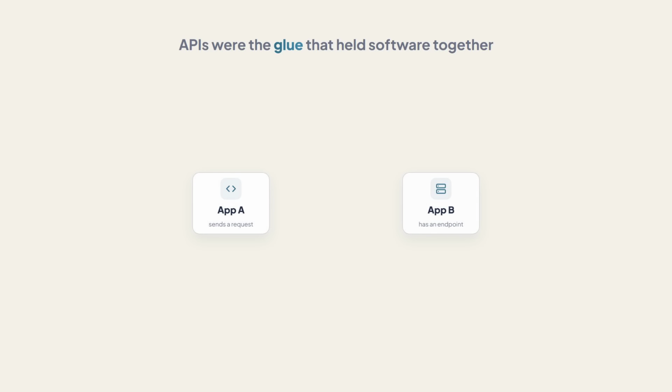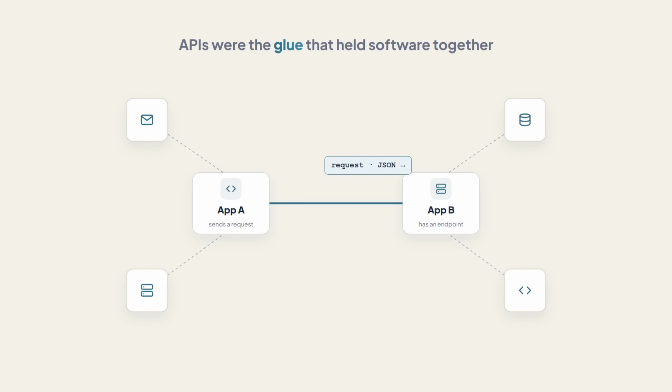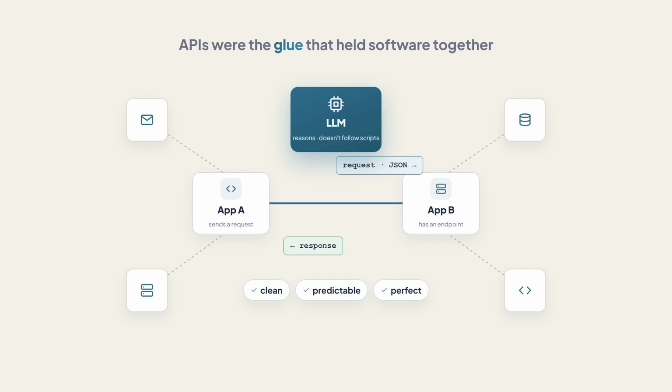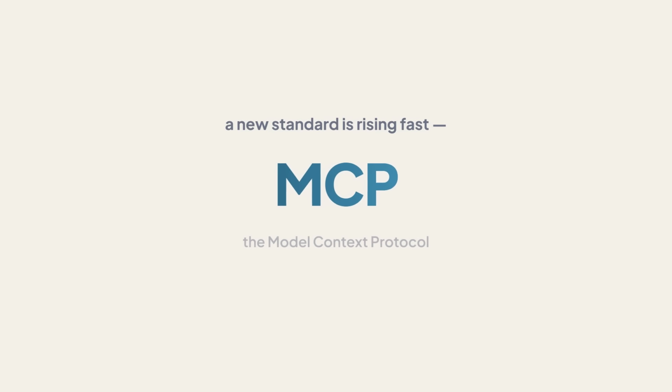For years, APIs were the glue that held software together. You define an endpoint, you send a request, you get a response. Clean, predictable, perfect. But the moment large language models entered the picture, that model started to crack, and a new standard is rising fast: the Model Context Protocol, or MCP. Some are calling it the biggest shift since APIs themselves.